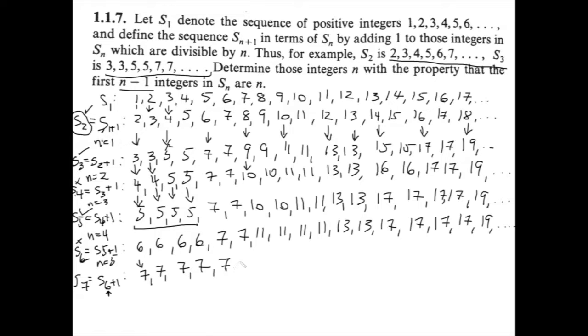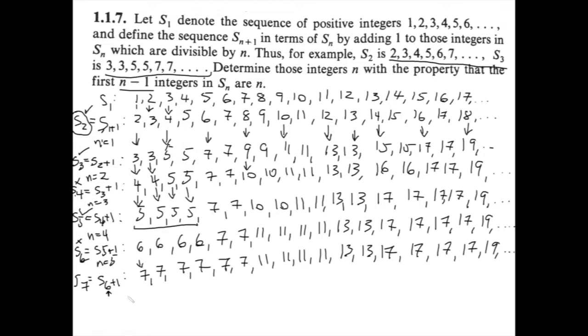7 is not, so it just comes straight down. Same with 11. 13 is not divisible by 6. Neither is 17 or 19. Interesting. Let's ask ourselves the same question.